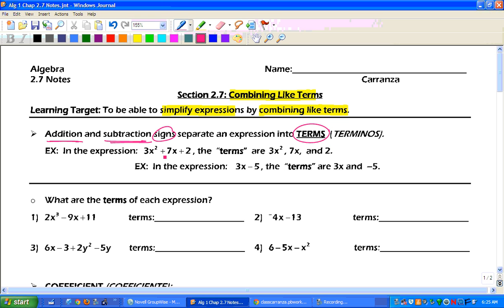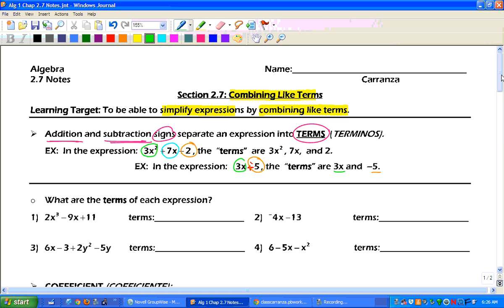In the expression 3x squared plus 7x plus 2, the different terms are the 3x squared, the 7x, and the 2. Okay? In the expression 3x minus 5, remember whenever we see minus, we want to do click, click. Our terms are 3x and a negative 5, which you see on the back side.